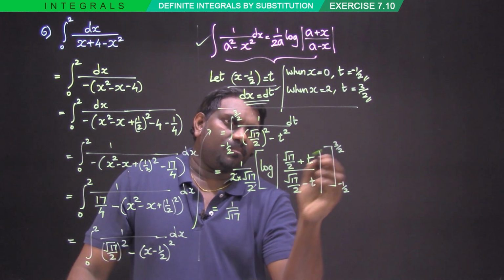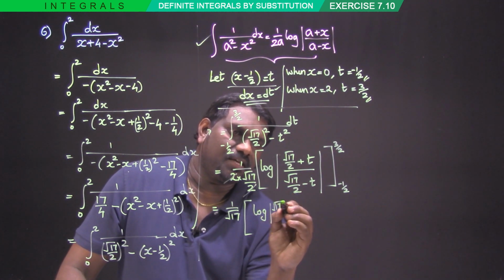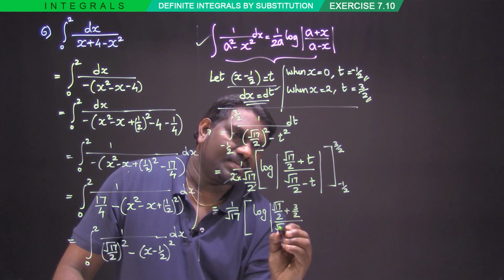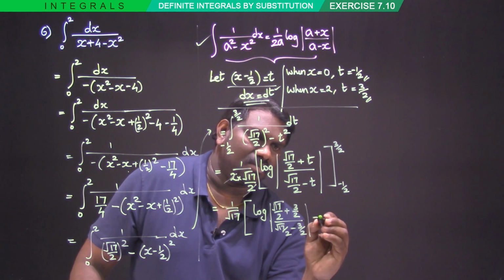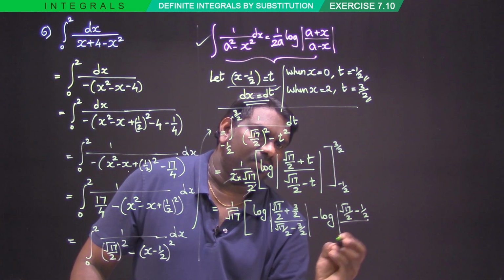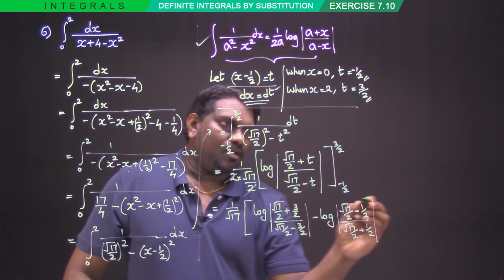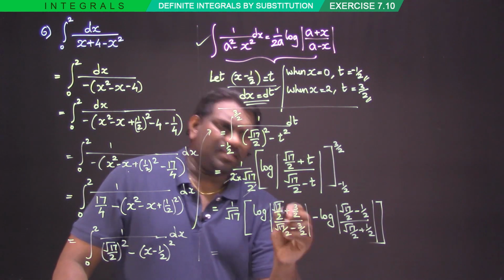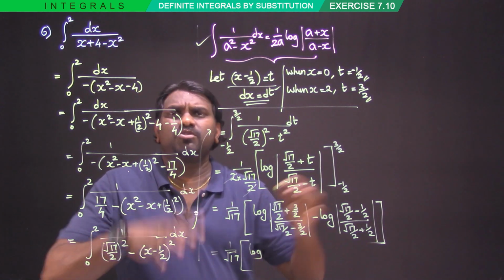Then you just need to apply the limits, and when you apply them, it's going to be log of root 17 by 2 plus 3 by 2, by root 17 by 2 minus 3 by 2. Minus your lower limit, which is going to be root 17 by 2 minus 1 by 2, by root 17 by 2 plus 1 by 2, because minus and minus is plus. That's it. Now let me simplify it a little bit, then we will go ahead and simplify it more. This is all about simplification now.